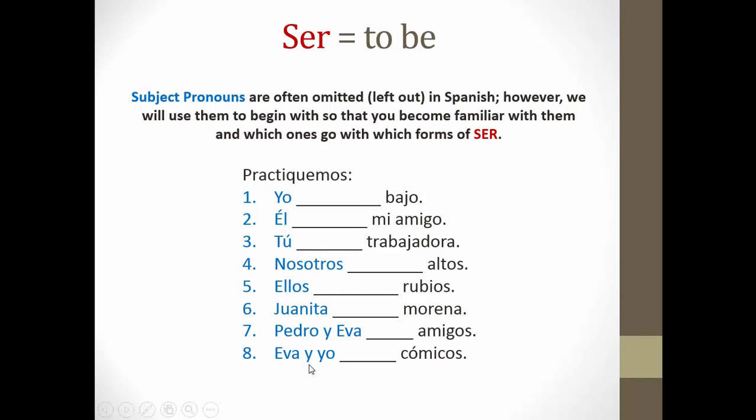Okay, last one. Número ocho. Eva y yo. It's like saying Eva and I. That would be we. So, if I'm a girl, I would think nosotras. And if I'm a boy, I would think nosotros. Either way, we know that the correct form of the verb ser is somos. Eva and I are funny. Somos cómicos.